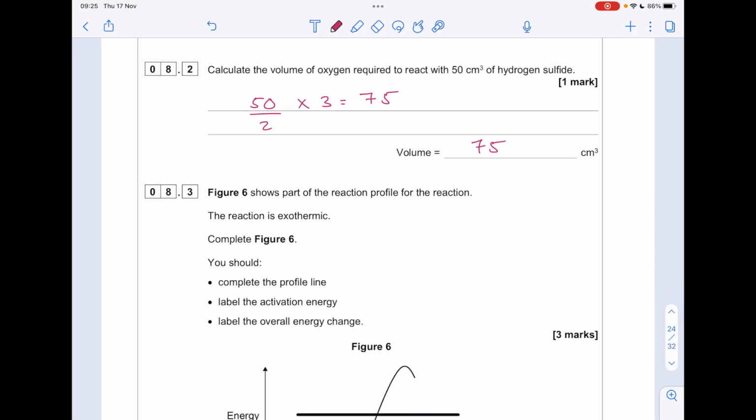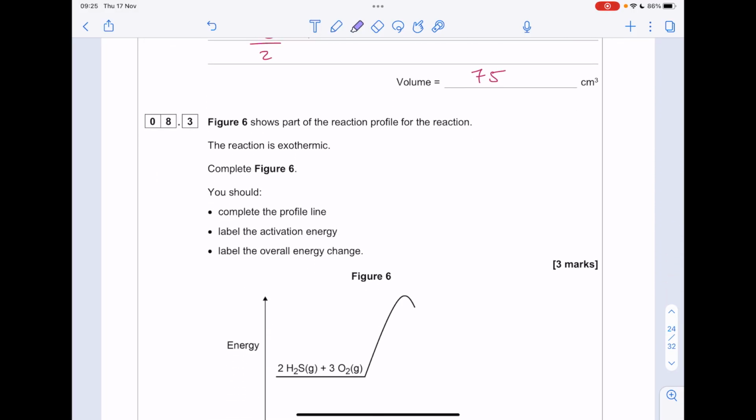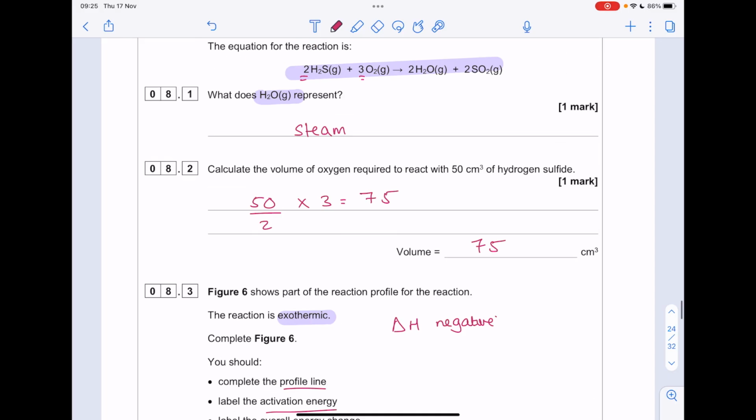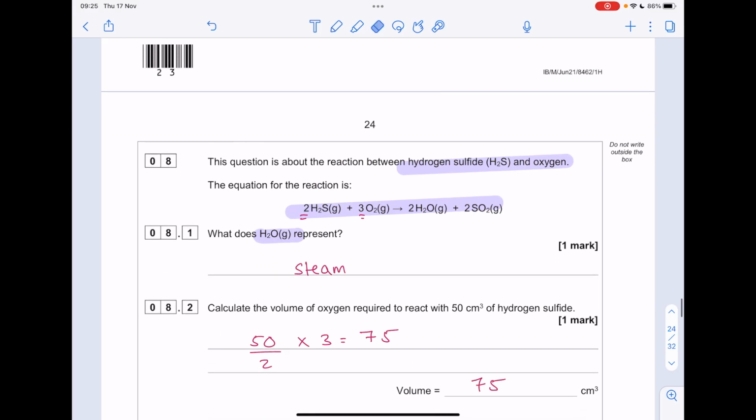Figure 6 shows part of the reaction profile for the reaction. The reaction is exothermic. That means that energy change is negative. Always write notes to yourself. You should complete the profile line, label the activation energy, label the overall energy change. So let's steal the products here. We need to copy those out.